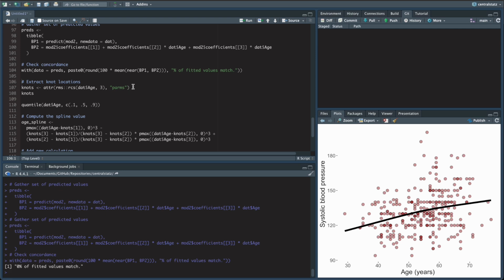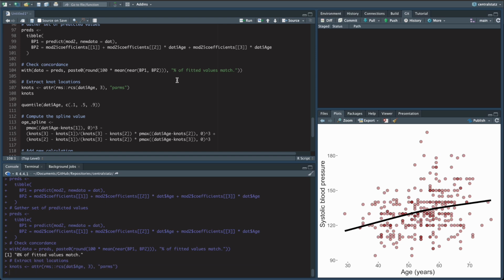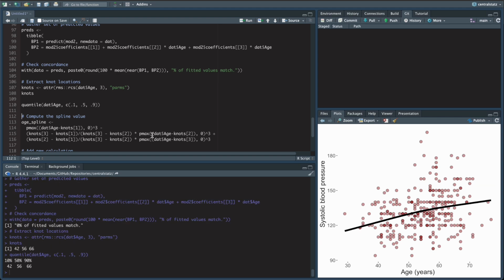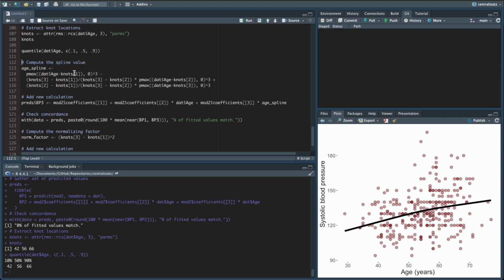So when we're fitting a spline term, it uses these knot locations that determine kind of where we're going to allow bends to take place. This RCS function uses the 10th, 50th, and 90th percentiles of your input distribution as the knot location. So we can see there's a knot at age equals 42, 56, and 66. And we can confirm that those are those quantiles. So this is where some of the math comes in then.